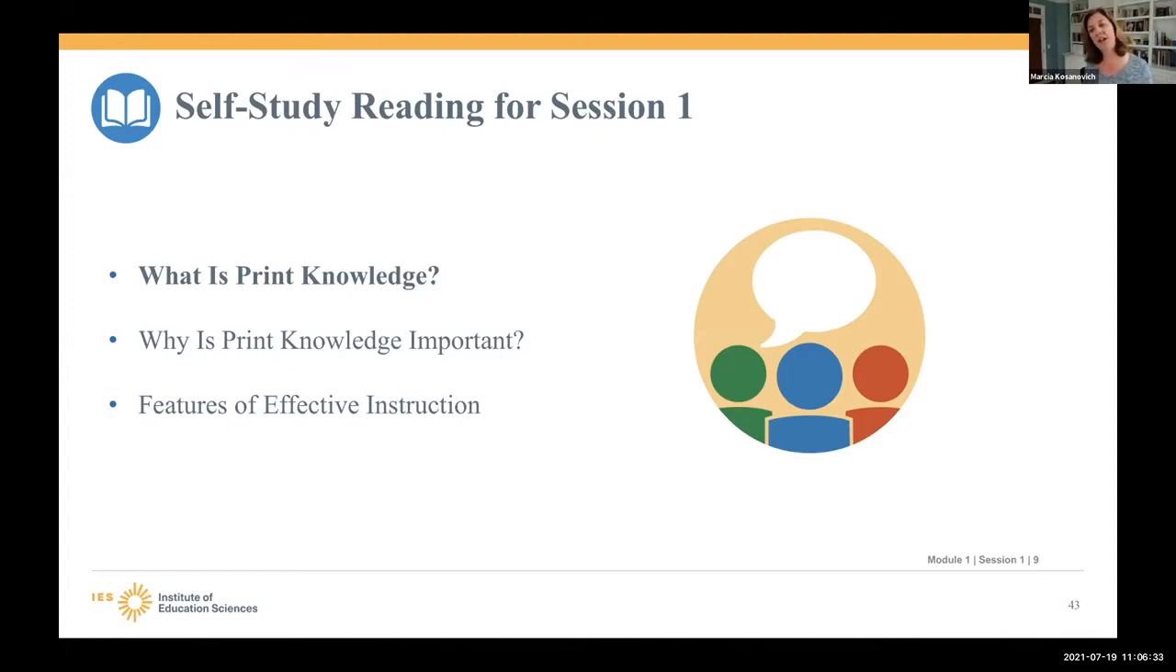So right now, turn and talk to your shoulder partner about this question. What is print knowledge? We will share out in 30 seconds. So then your participants would actually turn and talk, and then you would ask volunteers to share the highlights of their discussion.